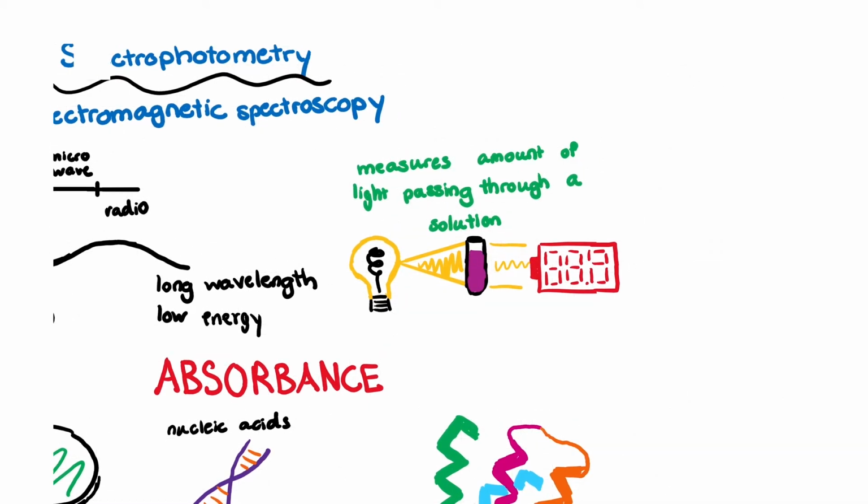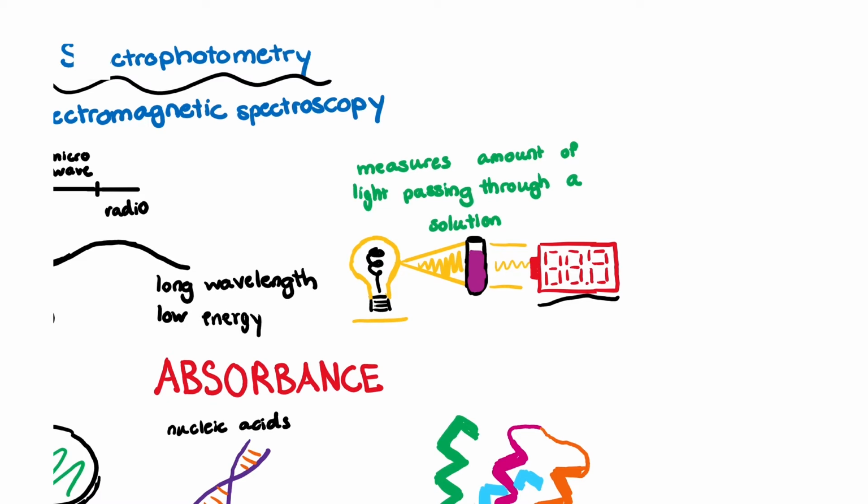And here we have a very basic drawing of what spectrophotometry looks like. So you have a light source, and this light source sends out a certain amount of light, and this passes through our solution and finally gets detected at a detector, and you get an output of a certain absorbance value. But it's a bit more complicated than that.